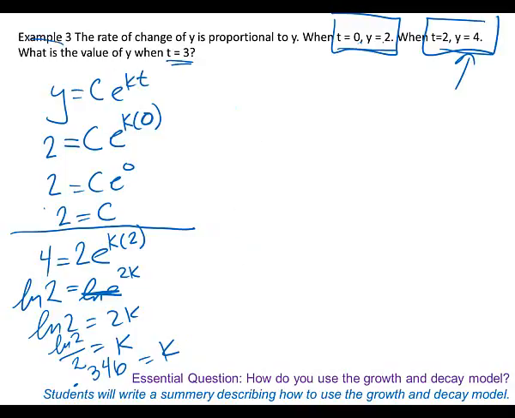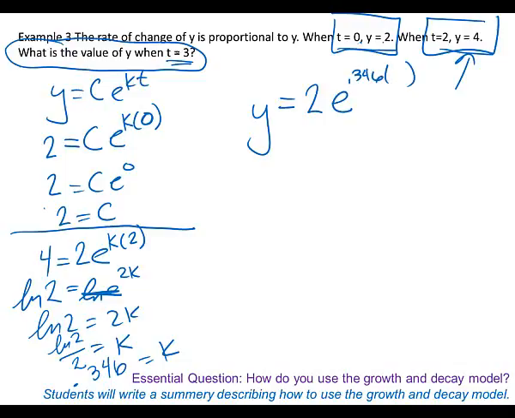Have I answered the question yet? What is the value of y when t equals 3? No, I still need to answer that. So I'm going to do y equals, what was the C value that we calculated a while ago? 2. e. The k value is this 0.346. What's the time that they want me to put in? 3. Now it's a matter of punching the buttons on your calculator. So everybody punch the buttons and see what happens.